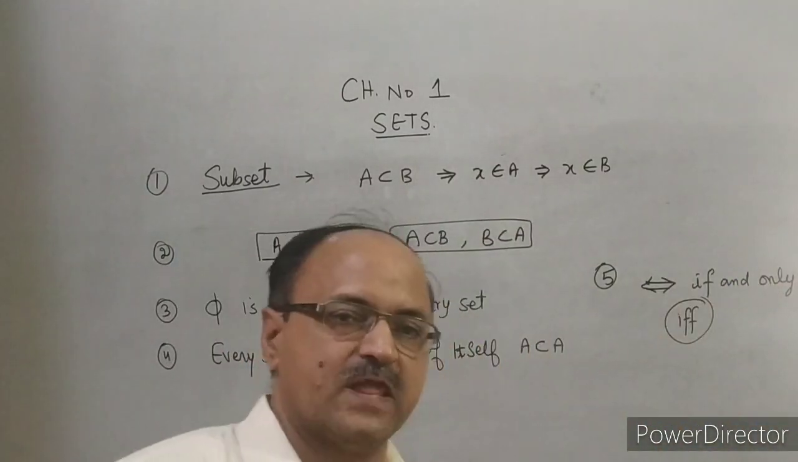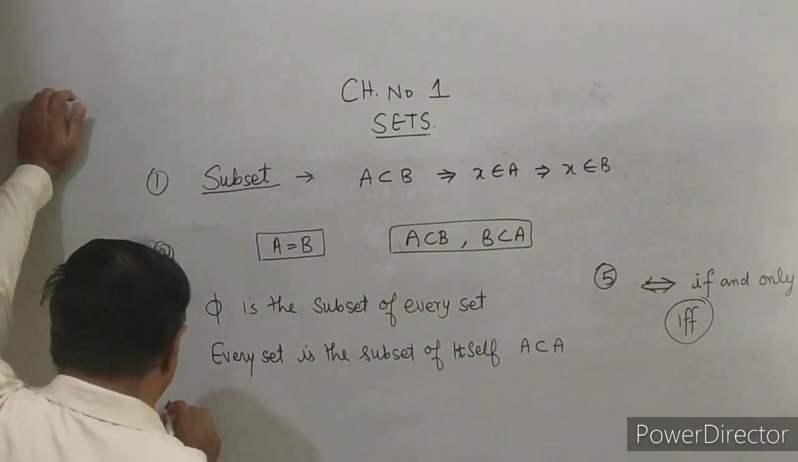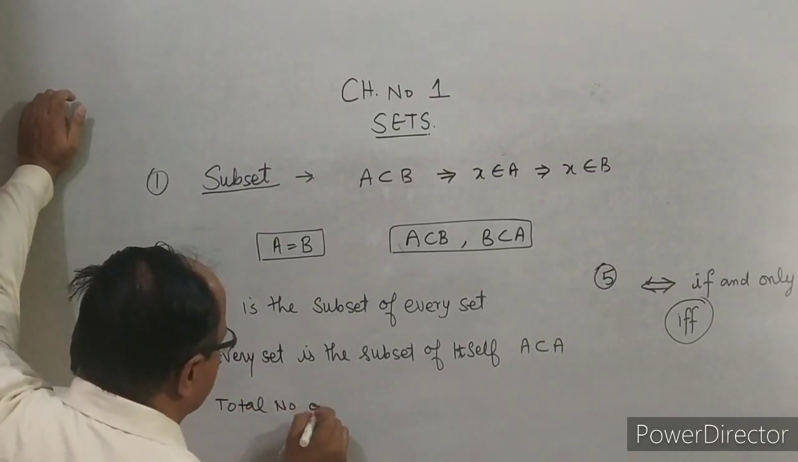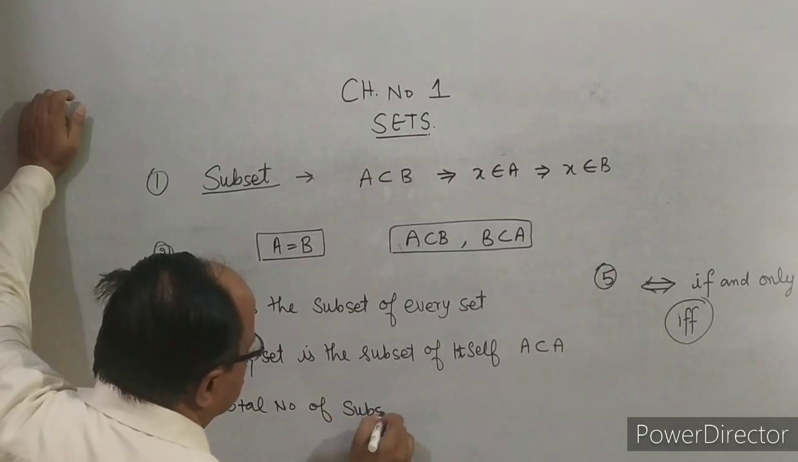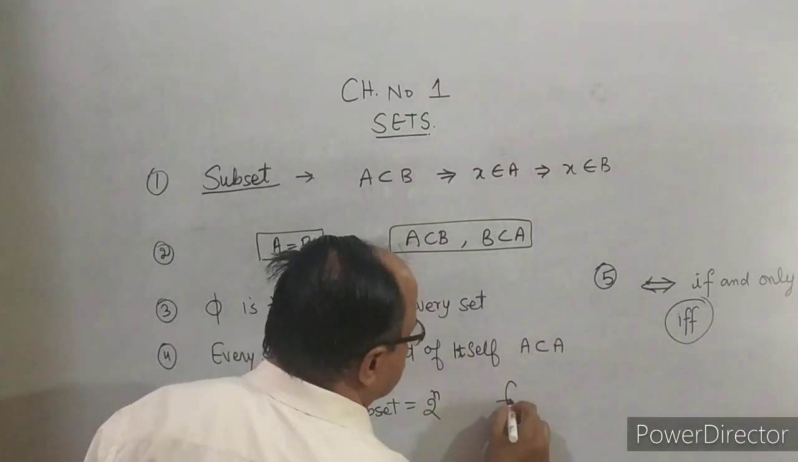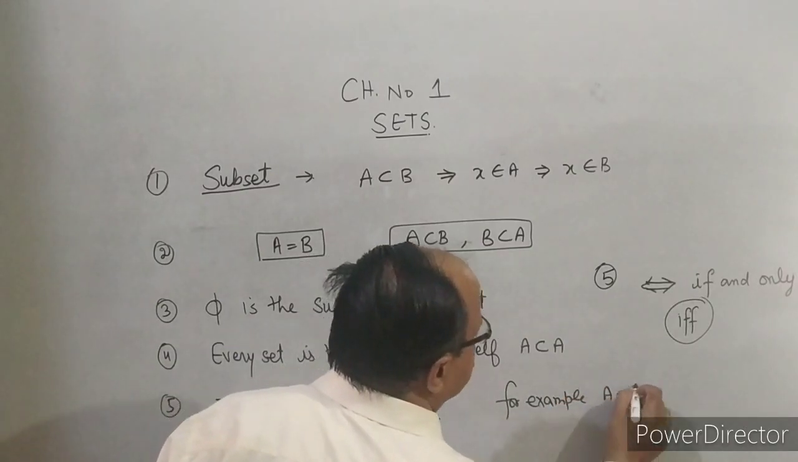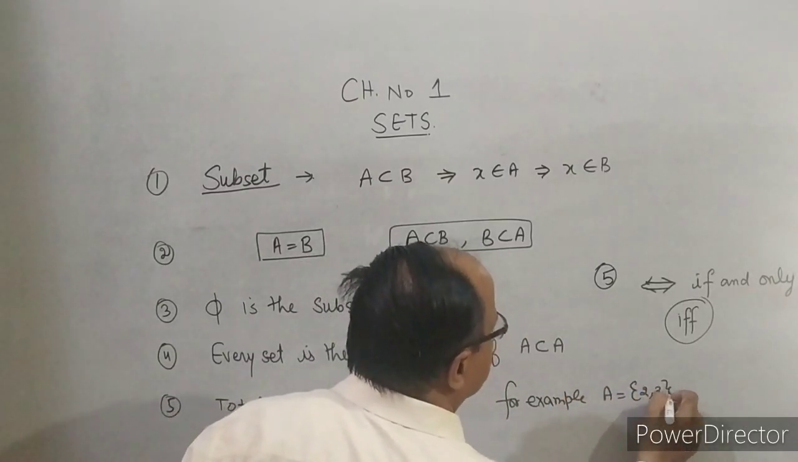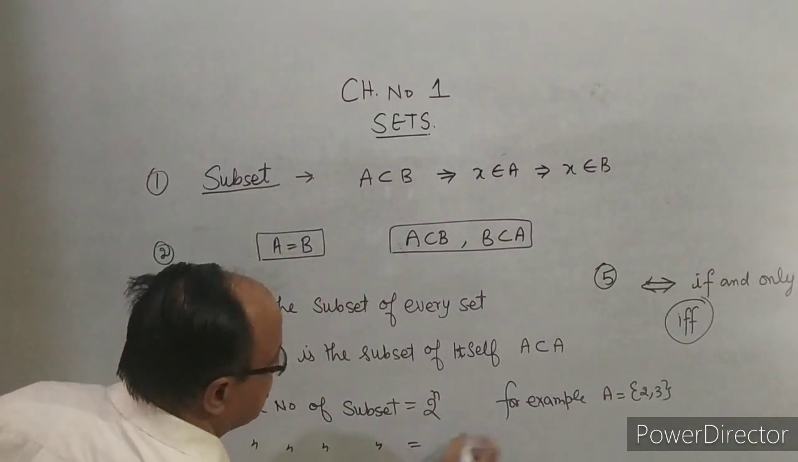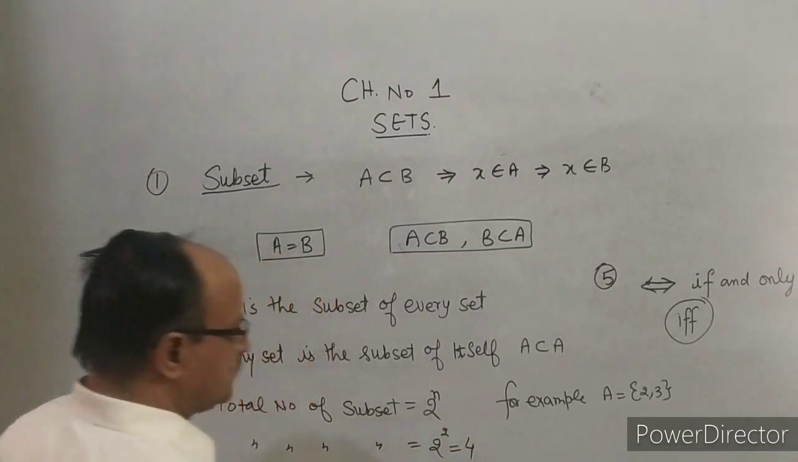After that, the total number of subsets. The formula is 2 to the power n. For example, set A has two elements, 2 and 3. It means the total number of subsets in this set is 2 to the power 2, that is 4.